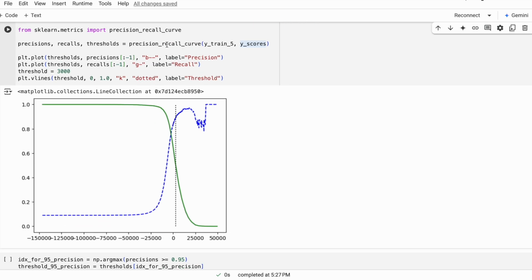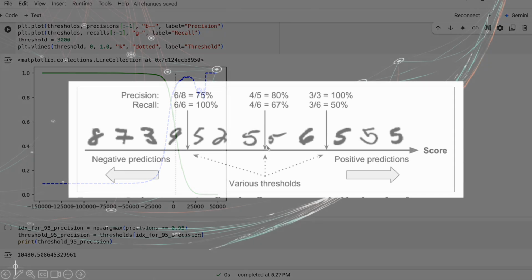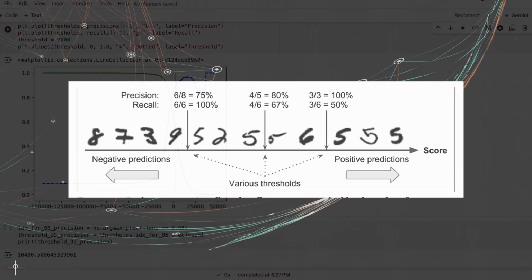You may notice the precision curve is bumpier than the recall curve. Let's use the previous example to explain. When the threshold is in the middle, we calculate precision as 4 divided by 5, 80%. When we move the threshold right a little bit, now the precision is 3 over 4, 75%. This explains why, when increasing the threshold, the precision sometimes drops.